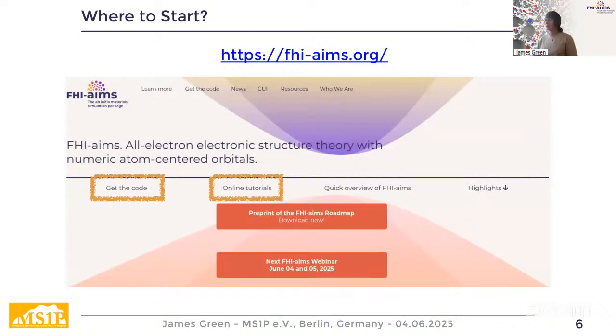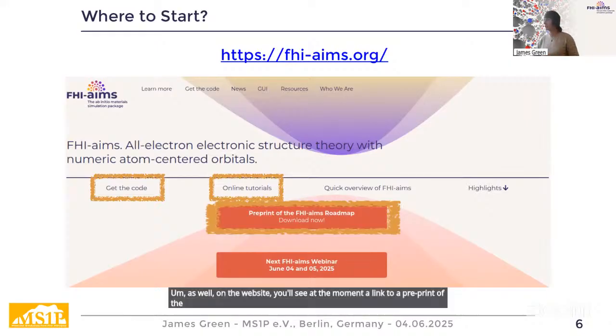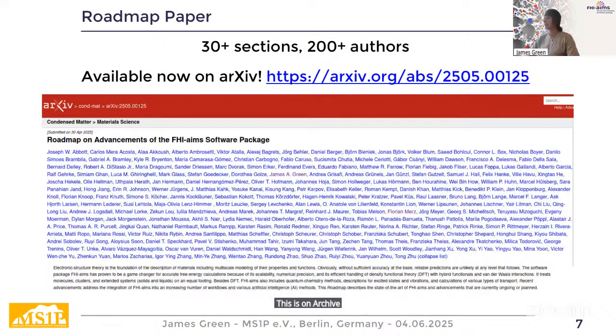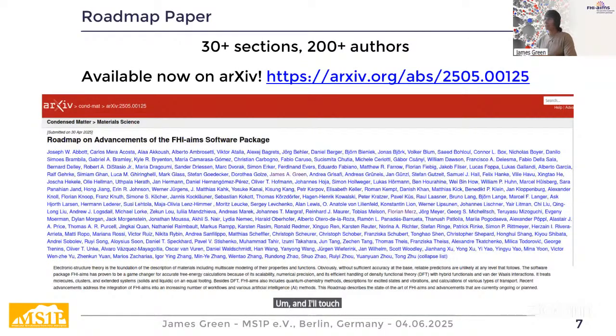As well, on the website, you'll see at the moment a link to a preprint of the FHI-aims roadmap. This is on arXiv and has more than 30 sections with over 200 authors, essentially describing the last 20 years of development of FHI-aims, plus where it will hopefully go in the future. And I'll touch on some chapters of this roadmap paper a little later on as well.